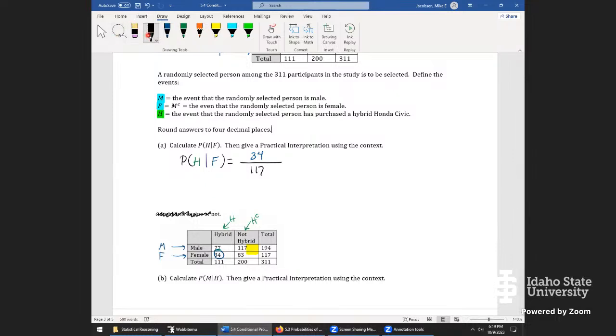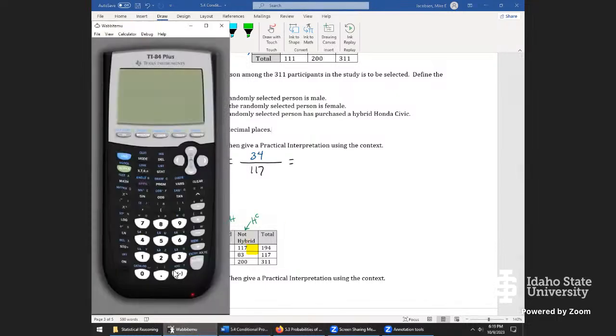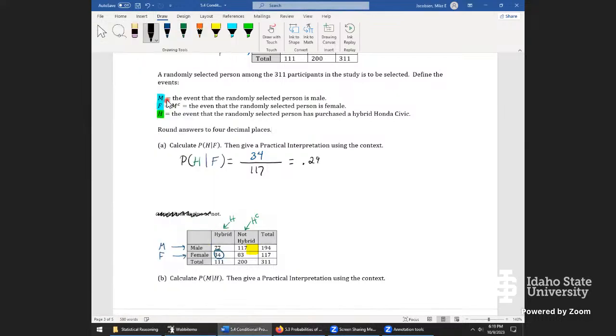So let's go calculate this out. 34 of 117, that's definitely a weird number. And we have a value of 0.2906 after rounding to 4 decimal places. So now we're ready for the fun part. We'll give a practical interpretation and then we'll move on to the next question.